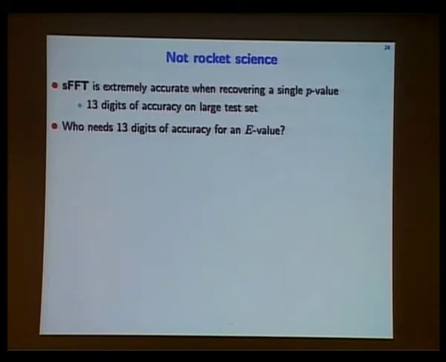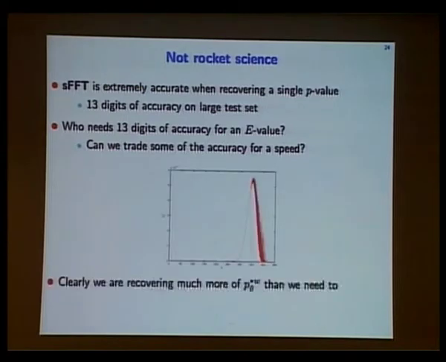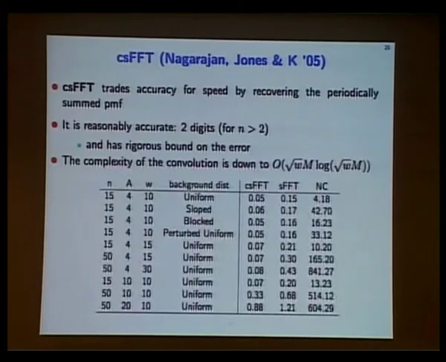But who the hell needs 13 digits of accuracy for an eval? An eval just needs to give you some idea. But that's not the interesting question. The interesting question is, the answer to this one is nobody. But can you trade some of this accuracy for speed? And yes, we were able to do that, but I won't bother you with these things. I'll just skip it.